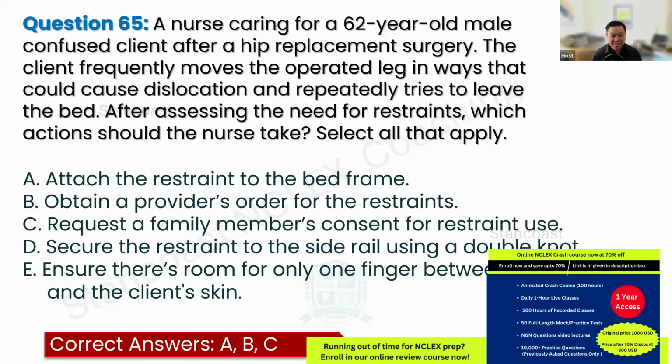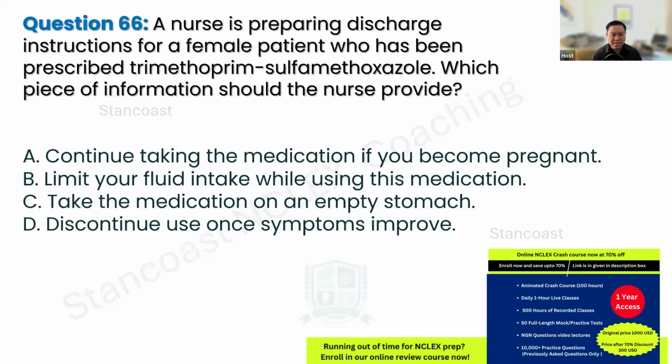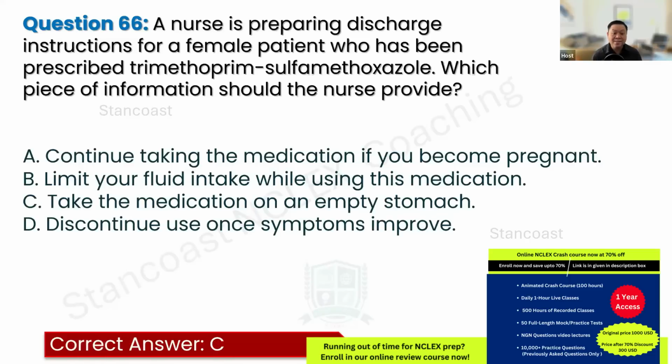Let's have number 66. A nurse is preparing discharge instructions for a female patient who has been prescribed trimethoprim sulfamethoxazole. Which piece of information should the nurse provide? A. Continue taking the medication if you become pregnant. B. Limit your fluid intake while using this medication. And C. Take the medication on an empty stomach. And D. Discontinue use once symptoms improve. The correct answer is letter C.